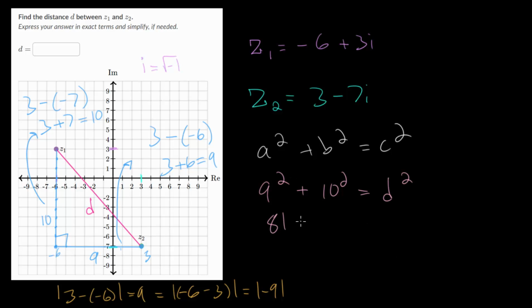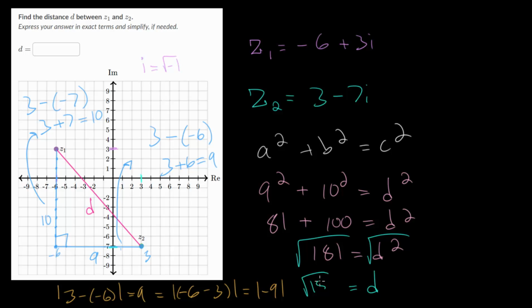9 squared is 81, 9 times 9 is 81, 10 times 10 is 100. So when we add them together, we get 181, and we now need to take a square root of each side of this equation to cancel out the square. And once we take a square root, we get that d is equal to the square root of 181. And since 181 is a prime number, we can't simplify this square root anymore. So the distance between the two complex numbers is the square root of 181. So we can write that into the box here, that d is simply the square root of 181.